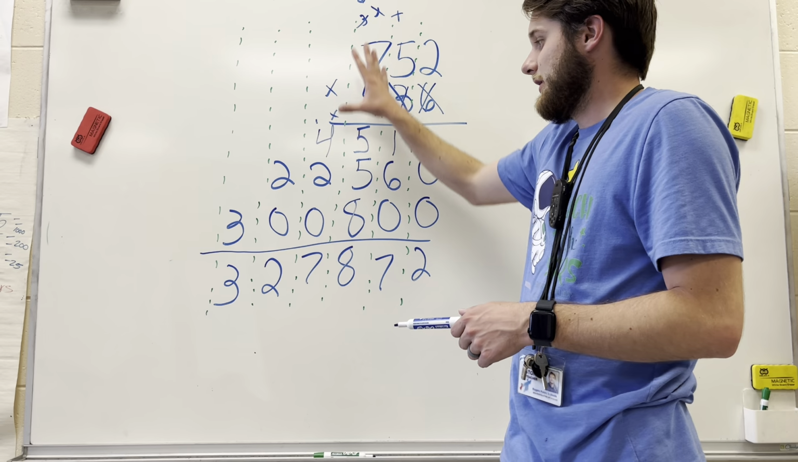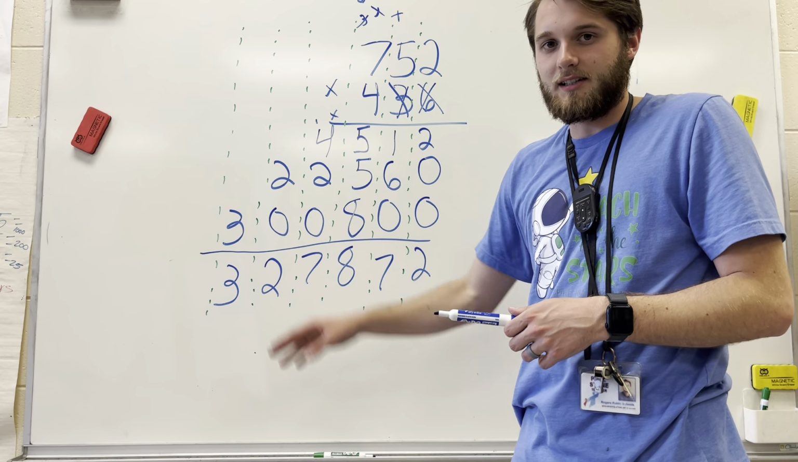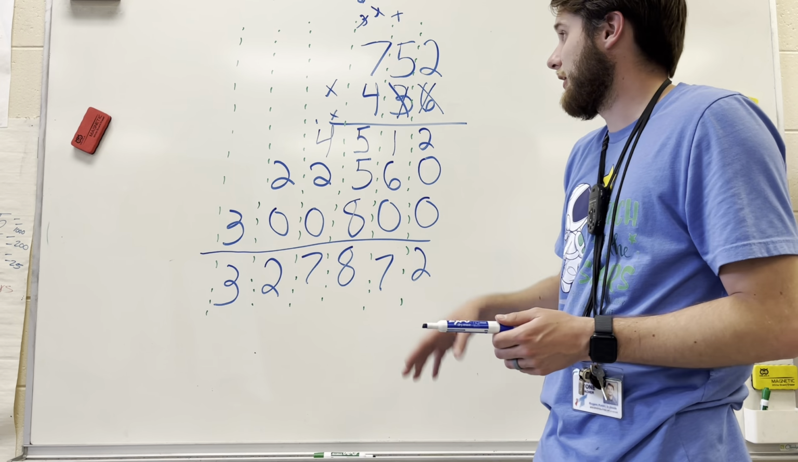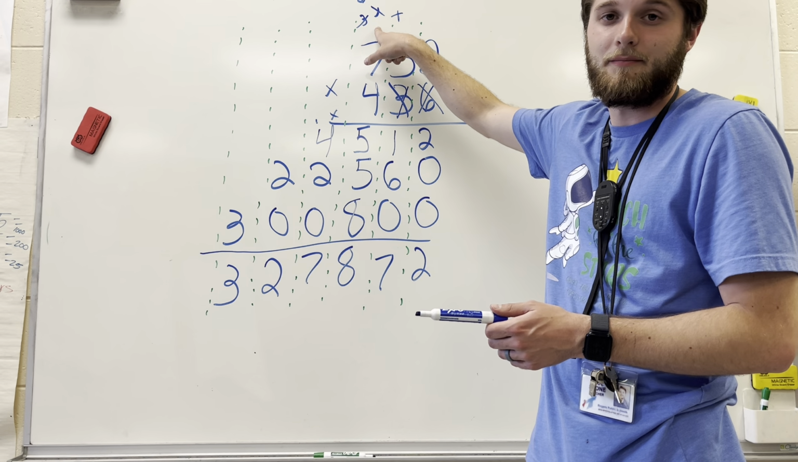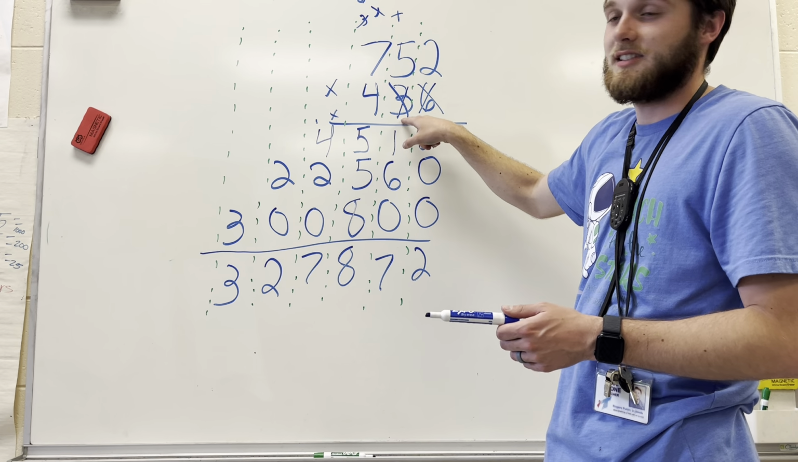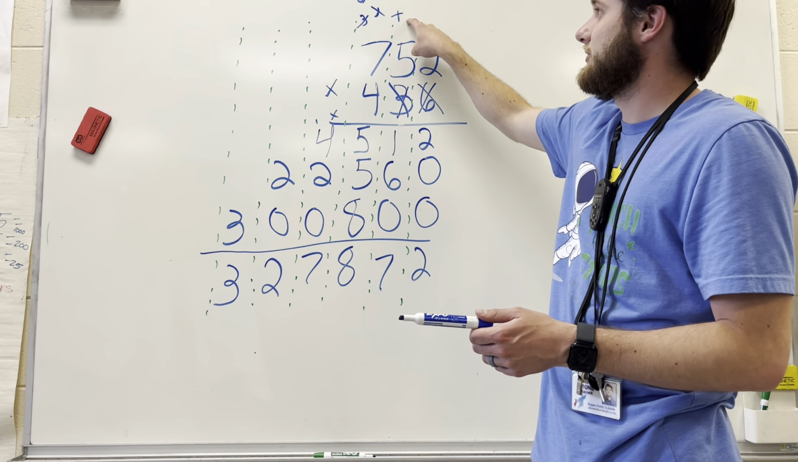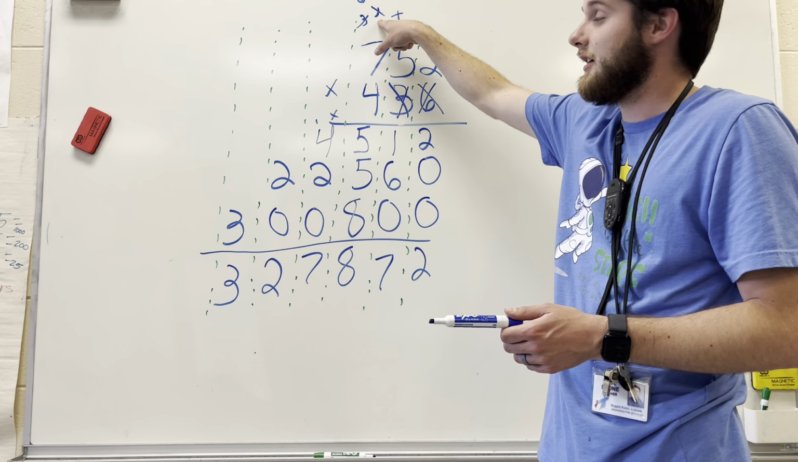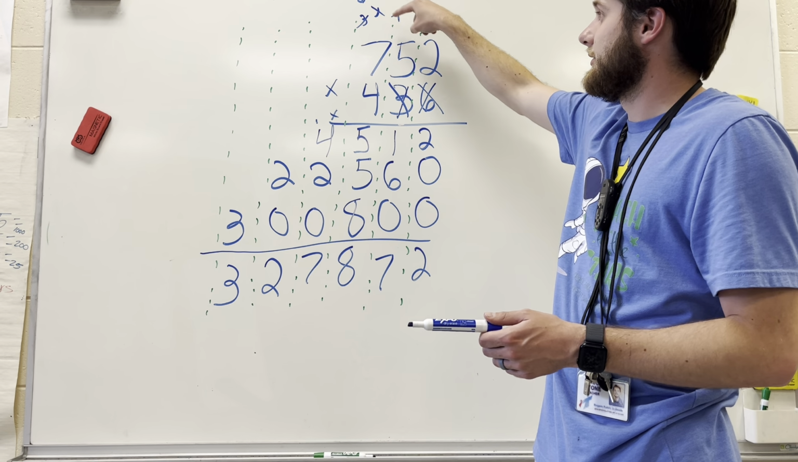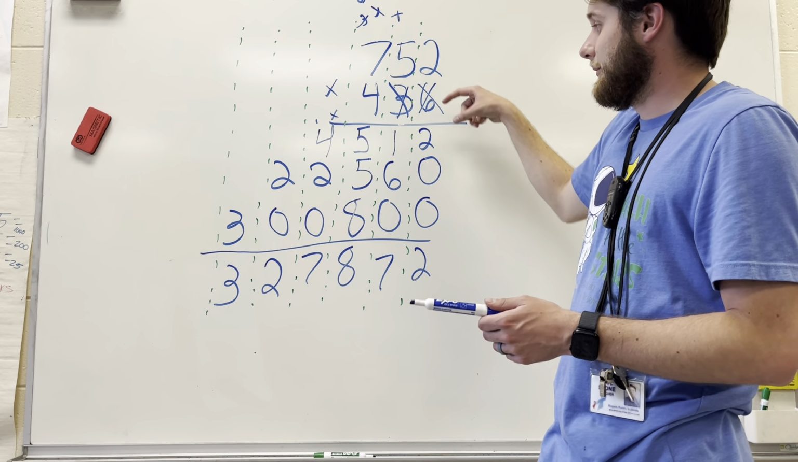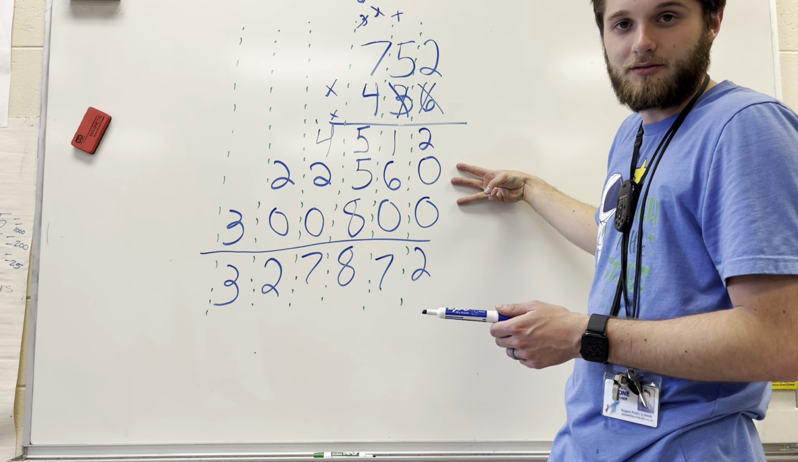So if you need to go back and replay any of those steps that I did, remember our steps are we start here in our ones place and we multiply to every single number on the top. Then we go to the next place, the tens place, and multiply to every single number on the top again. And then we go to the next place, the hundreds place, and multiply to every single number on the top. If I have 3 numbers, I need to have 3 rows.